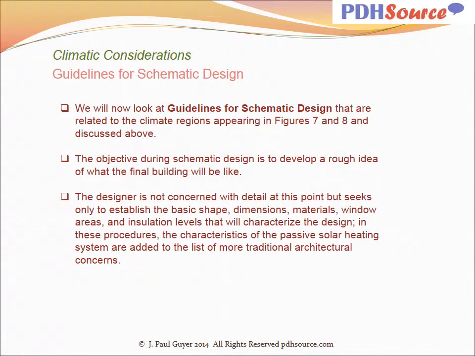Now some guidelines for schematic design. We will look at guidelines for schematic design that are related to the climate regions appearing in Figures 7 and 8 and discussed above. The objective during schematic design is to develop a rough idea of what the final building will be like. The designer is not concerned with details at this point, but seeks only to establish the basic shape, dimensions, materials, window areas, and insulation levels that will characterize the design in these procedures. The characteristics of the passive solar heating system are added to the list of more traditional architectural concerns.